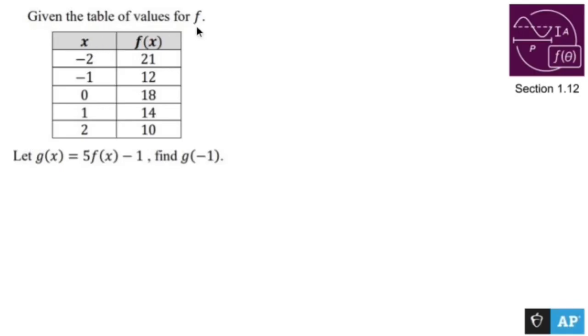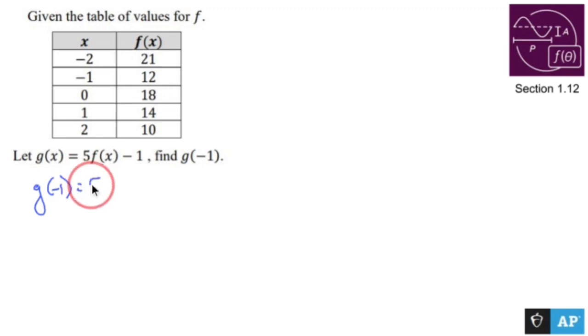Given the table of values for f, let g of x equals 5 times f of x minus 1. Find g of negative 1. All right, I have a table of values, and f of x can be found from this table. I'm not trying to find f of x, though. I'm trying to find g of negative 1. Well, what's g of negative 1?